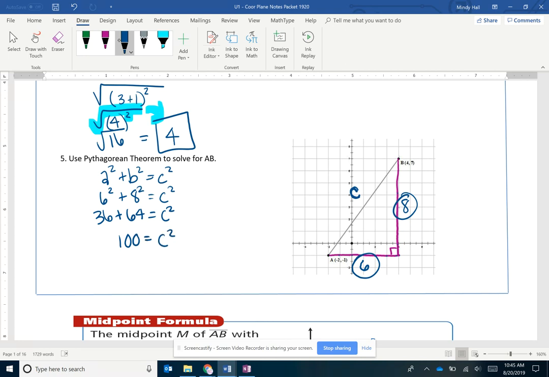So then in order to get c by itself, you have to take the square root, because just like above, the square root and the squared cancel each other out. So then we get that c is 10.